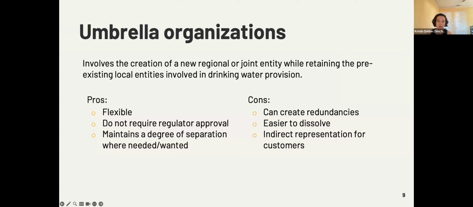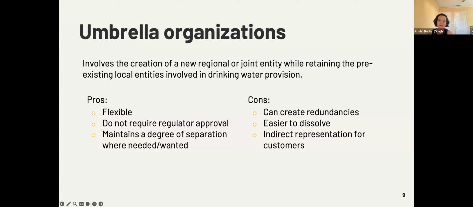There also isn't a need for any type of regulatory approval. Joint powers authorities are formed between members, and then you just send notification of that formation to the Secretary of State. A joint powers authority is also going to maintain separation between these entities, right? That could be useful if there are different financial or debt issues between the water systems. It could be useful if there are differences in water rights. If we're talking about surface water between the two water systems, sometimes that degree of separation is useful or important.